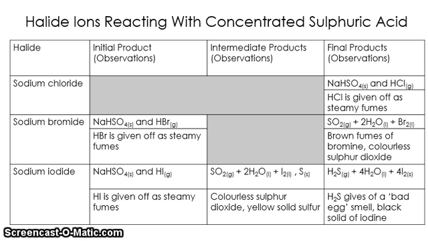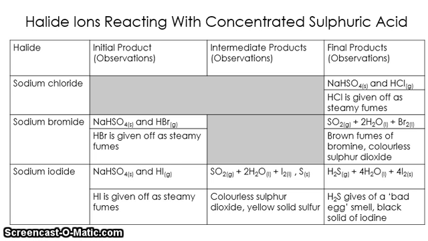So these reactions can be summarized in this table that shows the halide ions reacting with concentrated sulfuric acid. The grayed out bit means that's not applicable, so there isn't anything to go into that box. So sodium chloride is a simple acid-base reaction. You end up with NaHSO4 as a solid, and you get HCl as a gas. And you actually see the HCl given off as steamy fumes when you do this reaction. Obviously you have to do it in a fume hood because you don't want to cause yourself any harm.